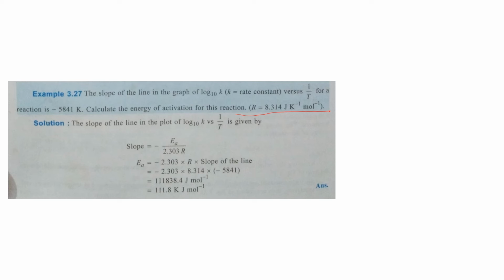Now the slope of the line in the plot of log10 K versus 1/T, you can remember, is a negative slope. So slope is equal to −Ea/(2.303 R). From there, Ea is equal to −2.303 R × slope of the line. Now the slope of the line is given, −5841. So put 2.303, the value of R is given to you, and the slope of the line from the graph, and you will get the final answer for the activation energy.